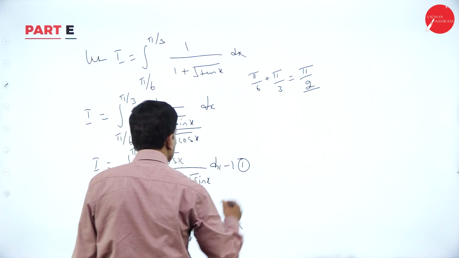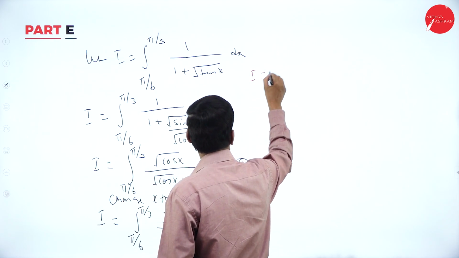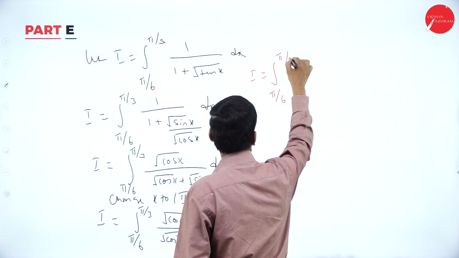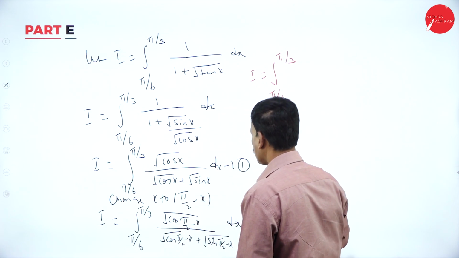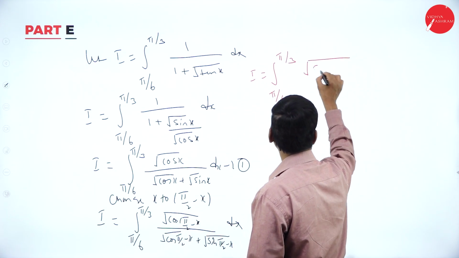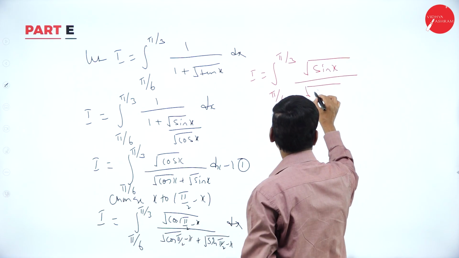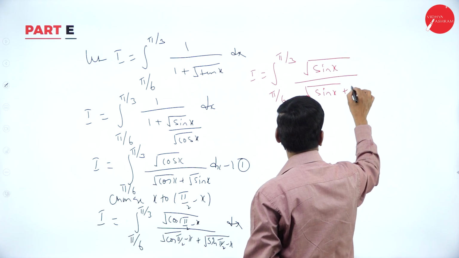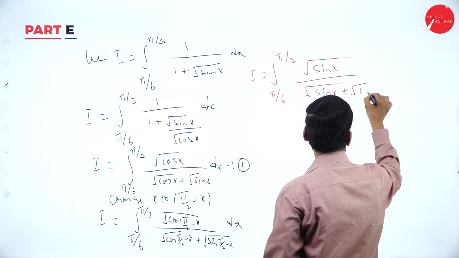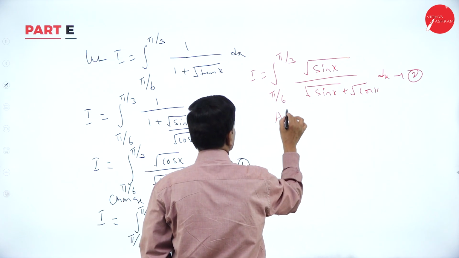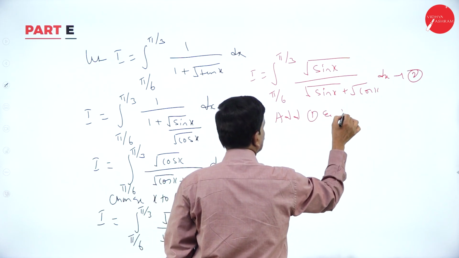So, this reduces to I equal to the integral from pi by 6 to pi by 3 of root of cos x minus x... root of cos of pi by 2 minus x is sin x, divided by root of sin x plus root of cos x, since sin 90 minus theta is cos x, dx. Now, this is equation number 2. Adding 1 and 2.